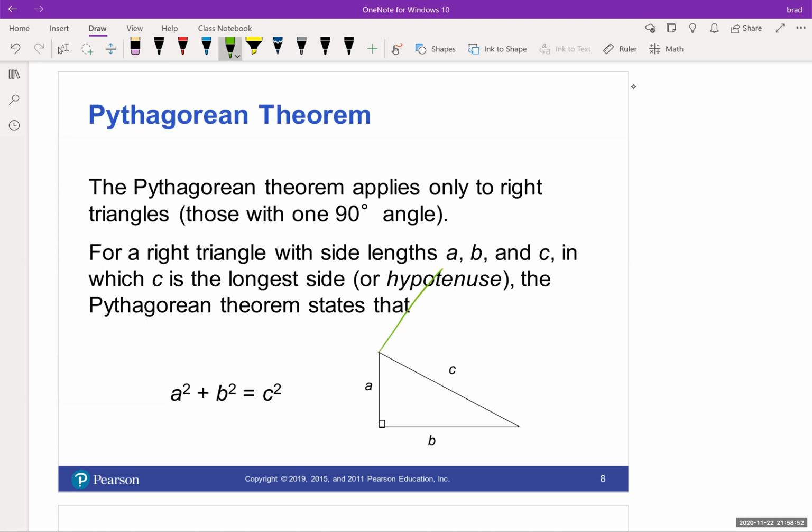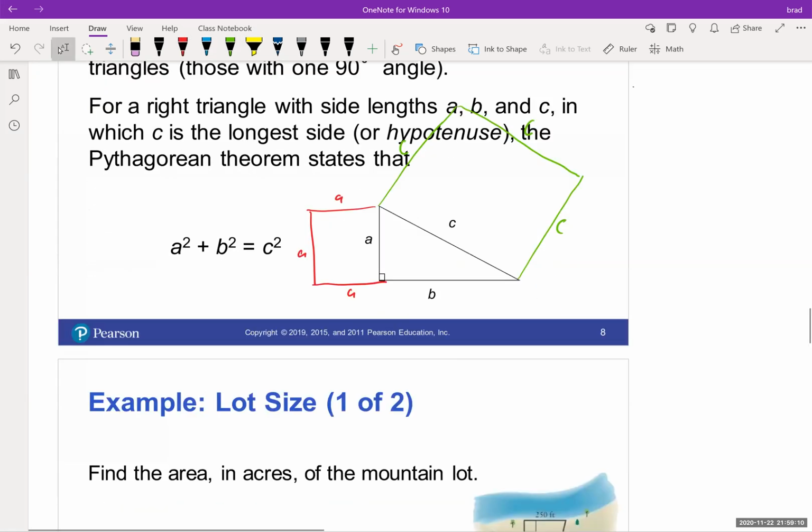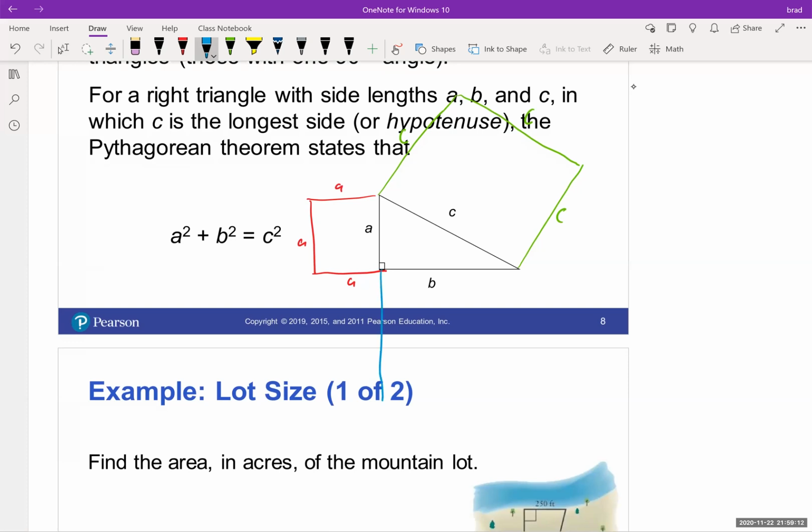A long time ago, I had to do this in my class. If you take C and you extend it, and so this is side C, this is side C, this is side C, this is what the Pythagorean theorem is saying. Take side A and make a square right here as well. So this is side A, side A. They're all the same length. And then you could take side B. It's kind of hard to do it, and make them all the same length.